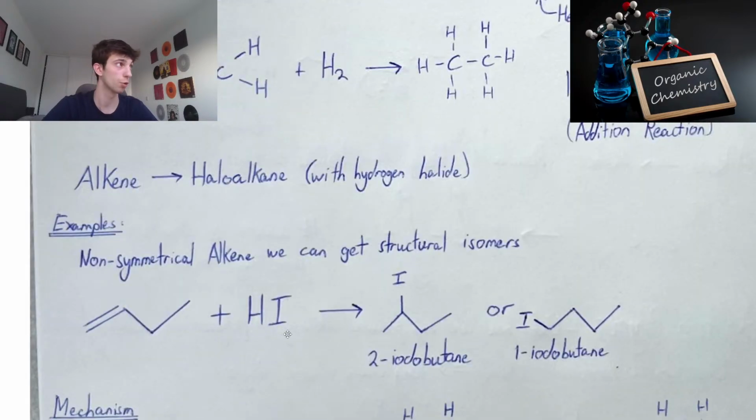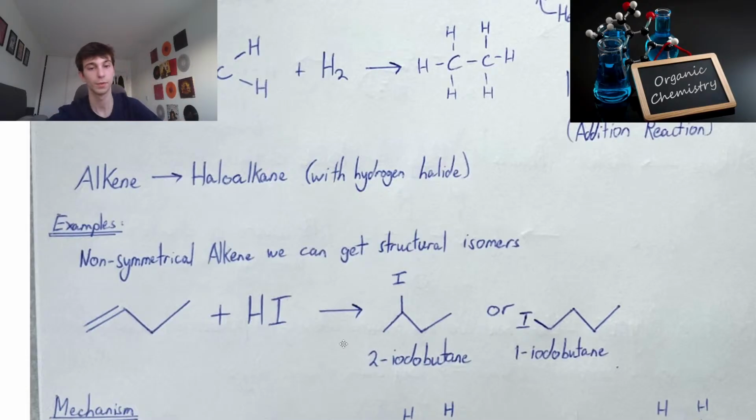Now, the key thing, guys, is we can get structural isomers. Okay, so if we have this hydrogen iodide with but-1-ene, we can get either the iodine in that second position or in that first position. Guys, tell me right now which one of these will be the major product. Which will be the major product? Let me know, guys. So which one will form that more stable intermediate carbocation? Which one, guys?